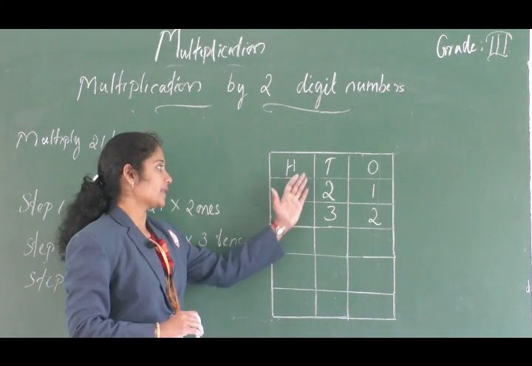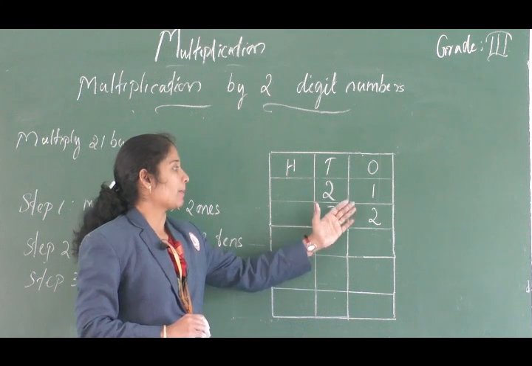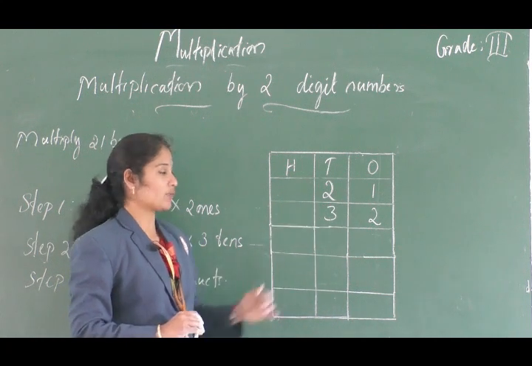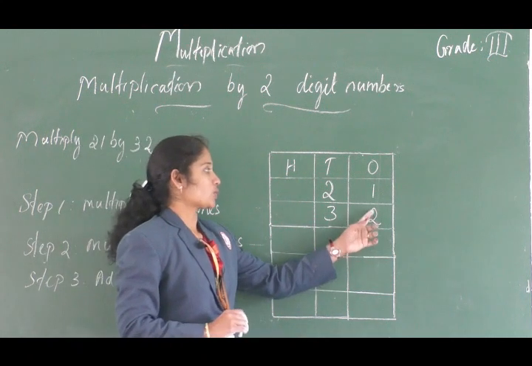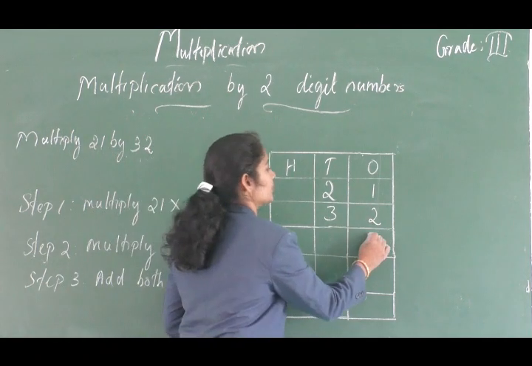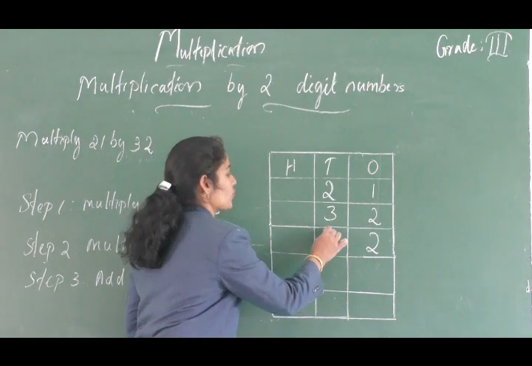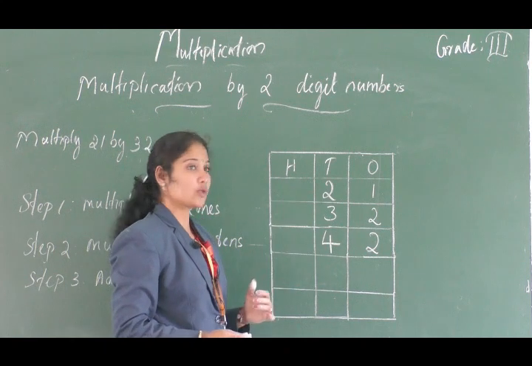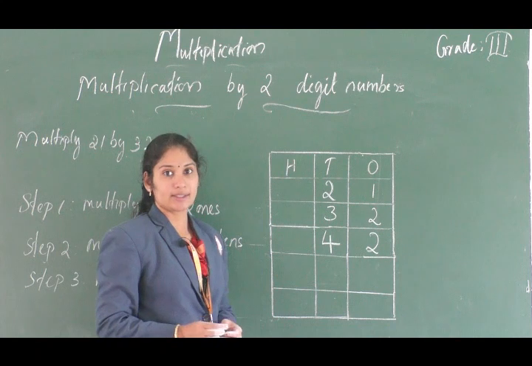We can write the numbers in a place value chart. So 21 multiplied by 32. First we have to multiply 21 into 2 ones. Yes. First 1 into 2, 2. Next 2 into 2, yes, 4. What is our step 2? We have to multiply 21 into 3 tens.